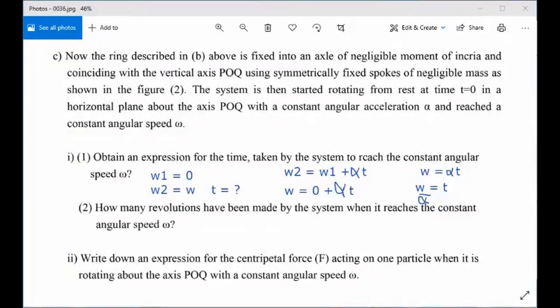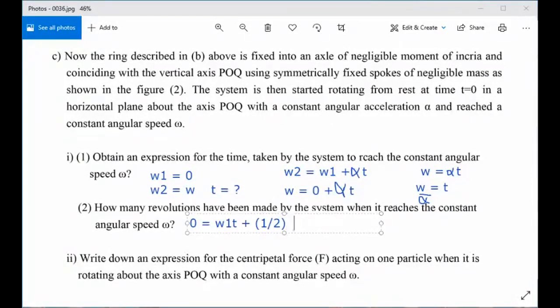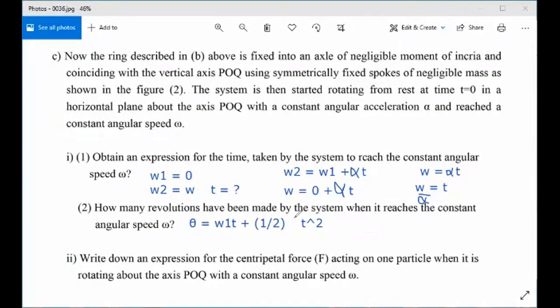Very good. So let's apply the equation. Theta equals omega 1 times t plus half alpha t square. Can you give an effort to obtain the answer here? Theta equals omega 1 t plus half alpha t square. Alpha is a given symbol. Can you give an effort to obtain an expression for theta? Try, dear. First obtain an expression for theta. After that we can find the number of revolutions completed by the wheel. Start, dear.